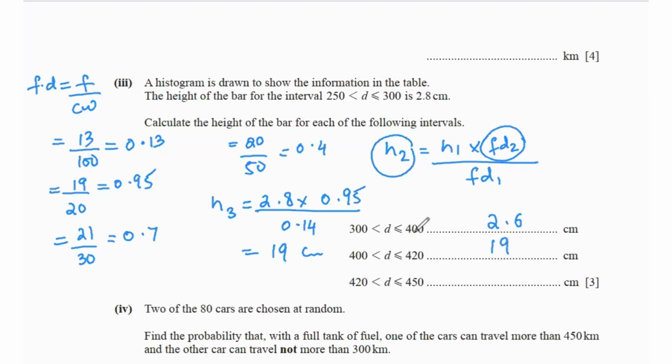Now for the next one, the 420 to 450, this has become H4 and it's going to be FD4. H4 is going to be found by multiplying 2.8 by 0.7, and then dividing by 0.14 again, and that's going to give us 14 centimeters. So this is how you find the height for each of these intervals. It didn't ask us to find the height of the last bar, so we don't use the 0.4 frequency density. We stop over here.